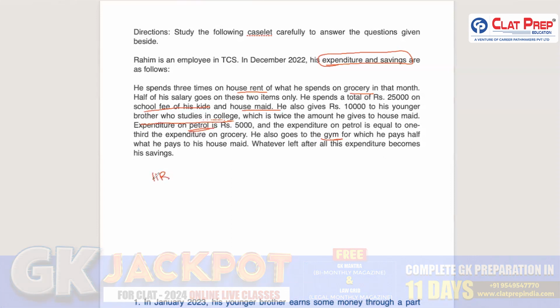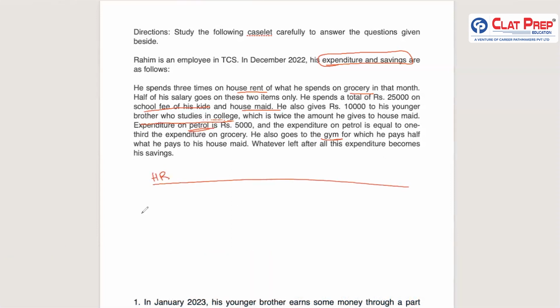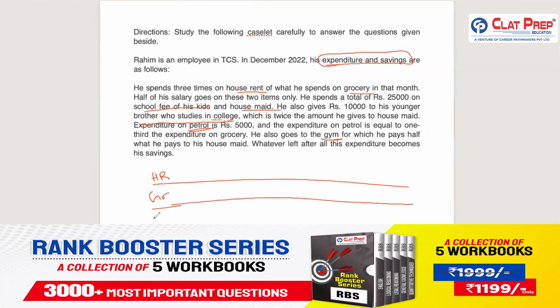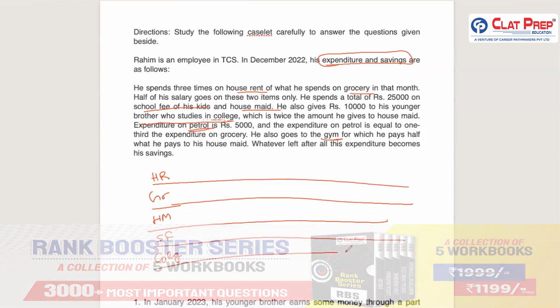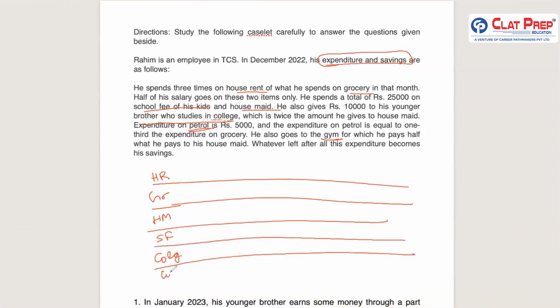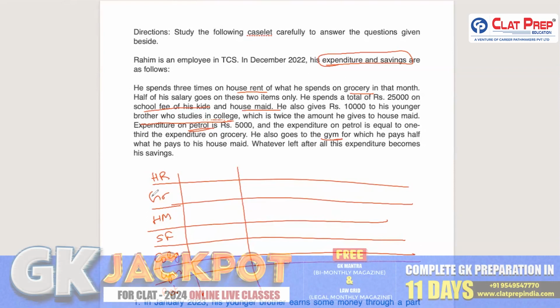Let's make a table and we'll start. Let's just note down all the categories first. Grocery, housemaid, school fee, college, then we have gym, and we have petrol. Done. ठीक है, ये हमारी categories हो गई. Let's come to the question now to fill up these categories.